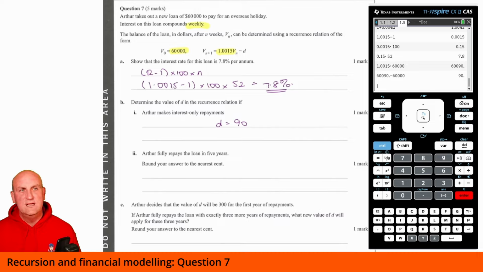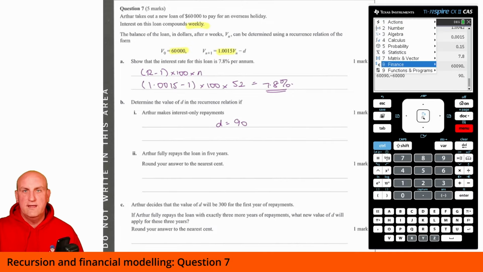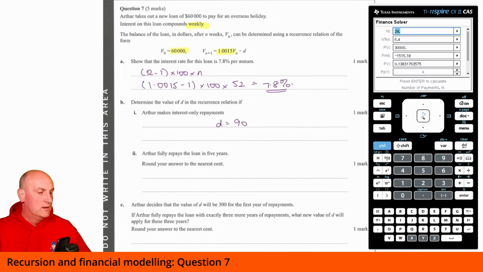Determine the value of D in the recurrence relation if Arthur fully repays the loan in 5 years. Can't do that in my head, and why should I? Right, so we're going to do 5 years, and he's making weekly payments, 52 weeks. The interest rate was 7.8%. We'd already worked that out previously.